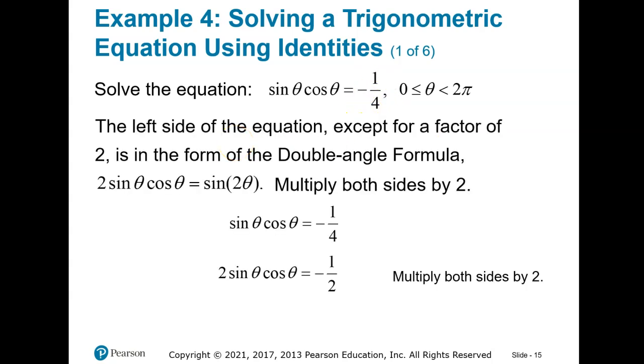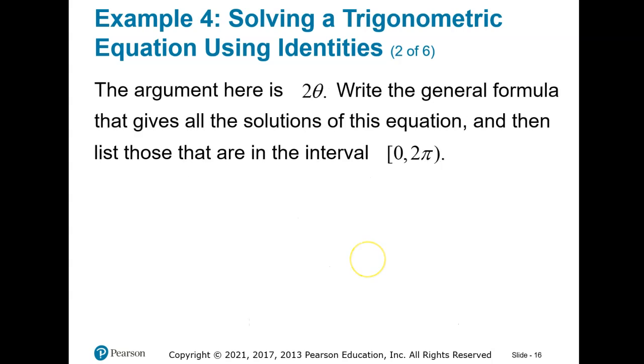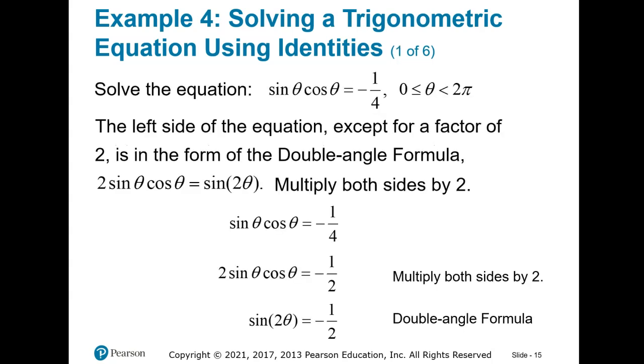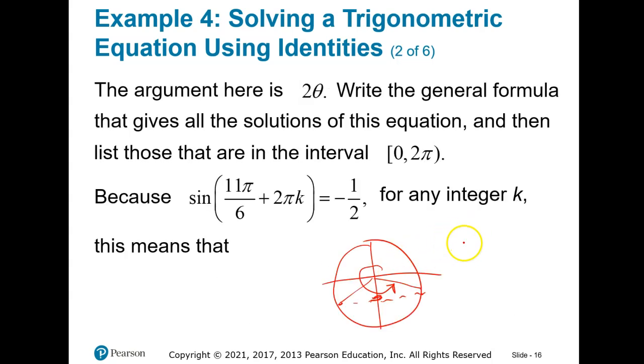All right, and then once we have it in that form, we just set the inside, 2 theta, equal to what angles on the unit circle between 0 and 2 pi create the sine being equal to -1/2. So 11 pi over 6 is one of them. Another one is 7 pi over 6. All right, we'll look at the 11 pi over 6 case.